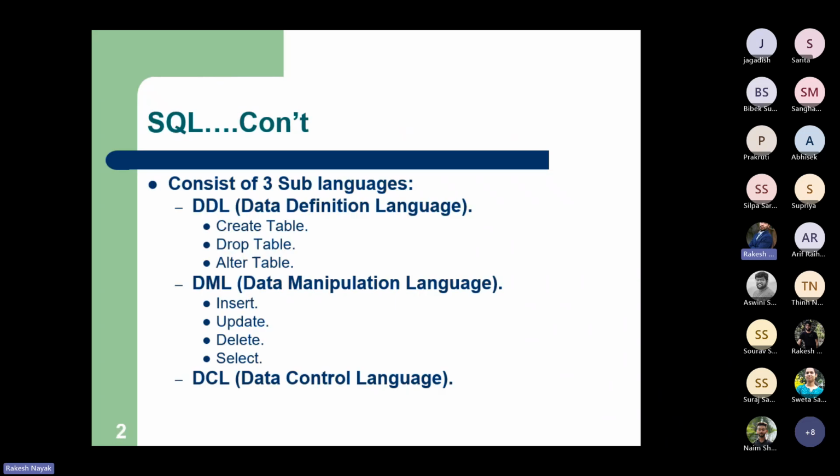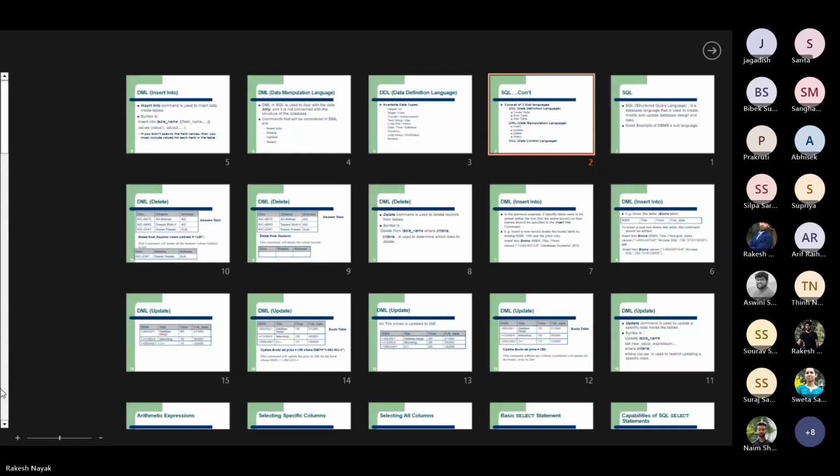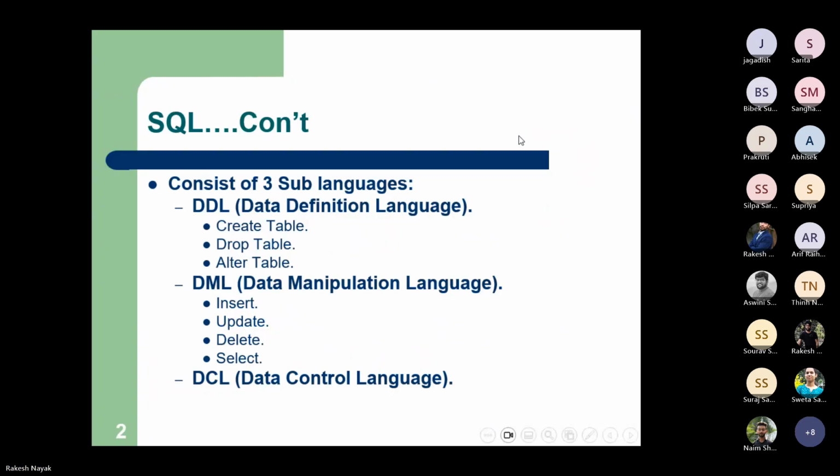Okay, maybe it is not here, but let me tell you. DCL stands for data control language. We have commit, rollback, and savepoint.